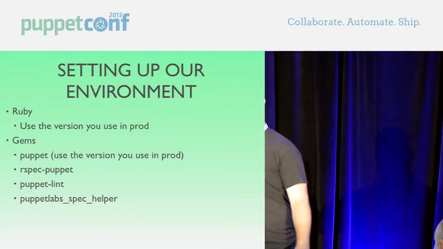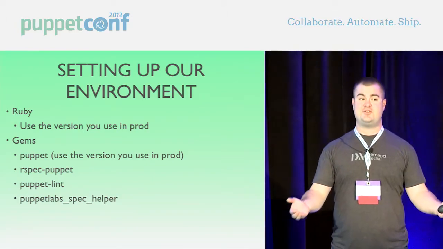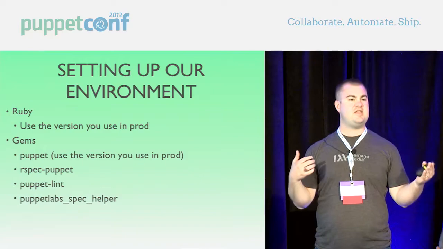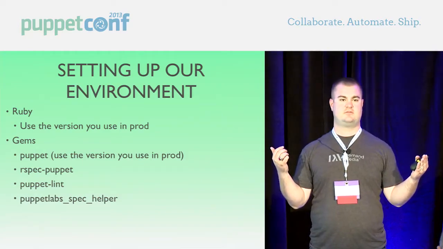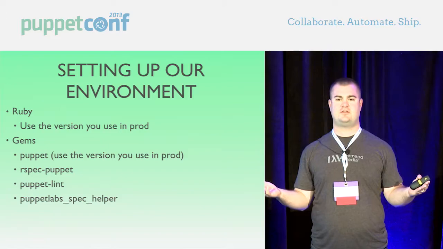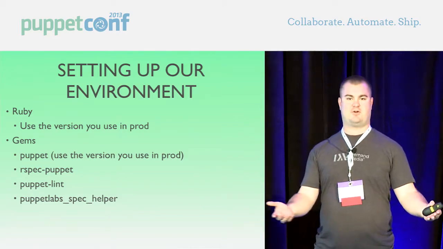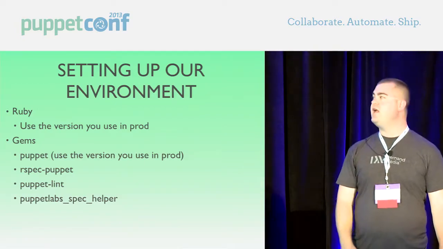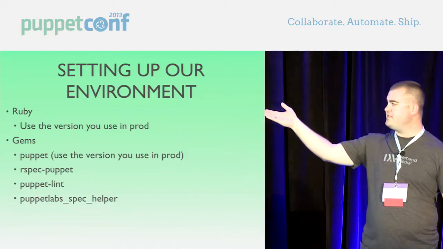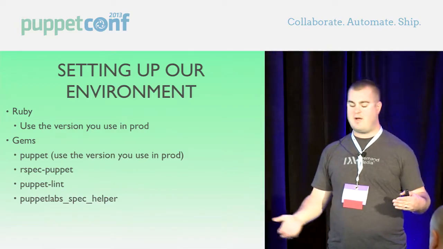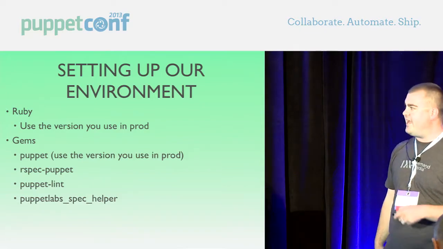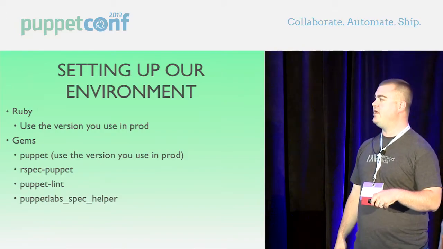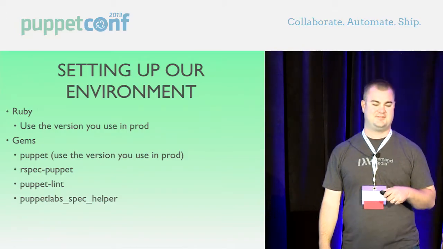Okay, so gem-wise, you need Puppet, obviously, and use the version you're using in production. If you've got 2.7 deployed, just by show of hands, PE 2.8 customers, how many people are out there? Okay, just one. Puppet open source? Okay. Run the same version of Puppet open source that you're running in production, run it locally. And then you need rspec-puppet, which is another gem, and Puppet lint. I'll talk about what these do a little bit later. You can probably guess rspec-puppet gives you rspec. Puppet lint gives you Puppet lint. The spec helper gives you helper things.